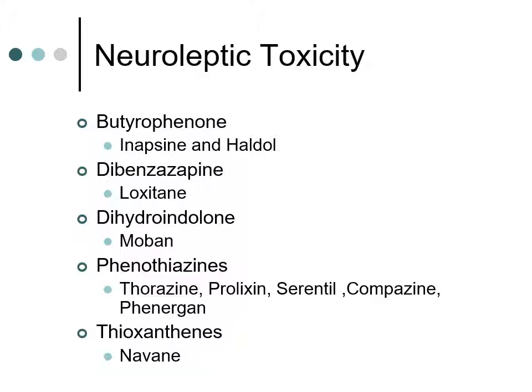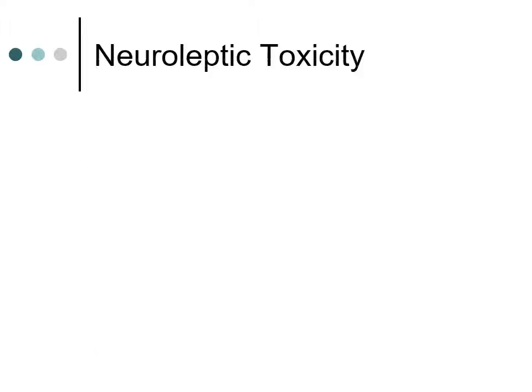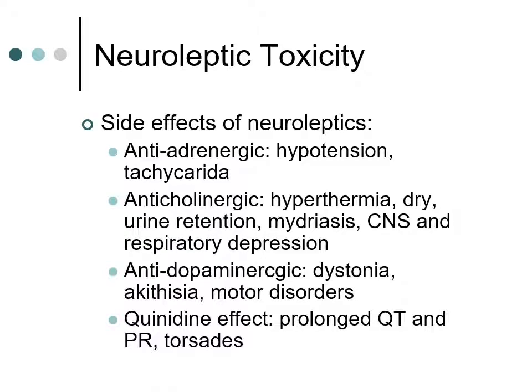They all have pretty similar toxicity for the most part. Typically, the side effects are going to be due to the antidopaminergic effects. So that's where you're going to see things like the extrapyramidal effects, the Parkinson-like effects. They have akathisia, dystonia, and whatnot. They're also going to be pretty anticholinergic in a lot of cases, so you can see all of those anticholinergic toxidromes. Some of these also cause hypotension due to anti-alpha effects.